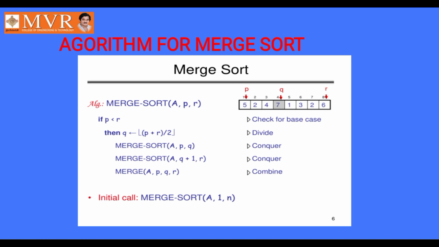Again, that sub-problem will be divided into another sub-problem by calculating the mid value, that is mid is equal to (low + high) / 2, until the whole list of elements is divided into small units or single elements. Here is the algorithm for merge sort. Merge sort algorithm uses A, P and R.